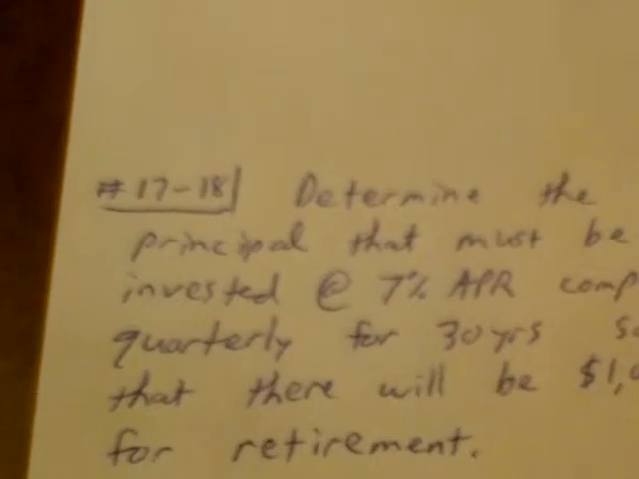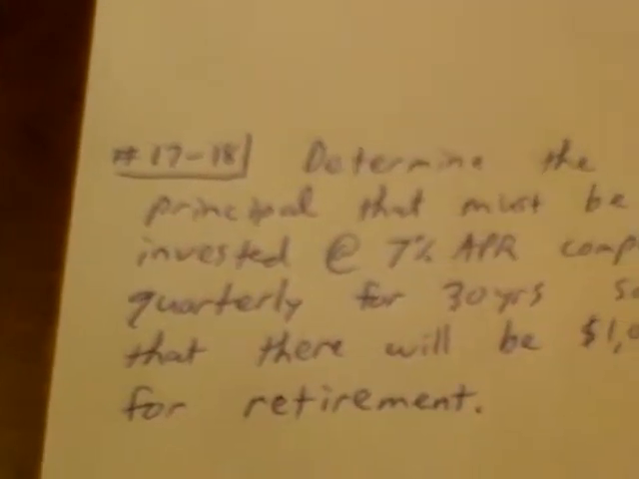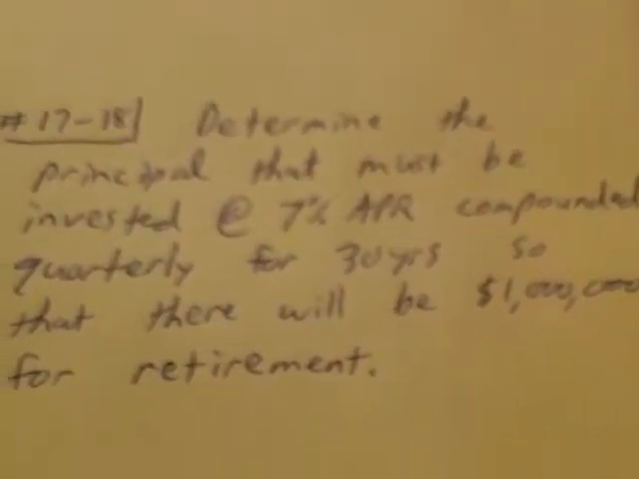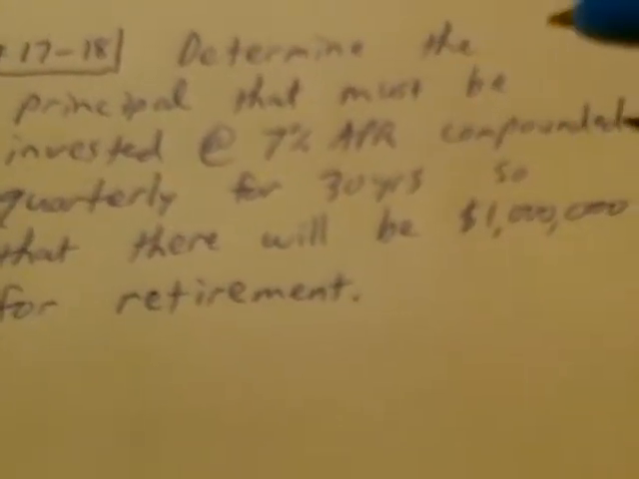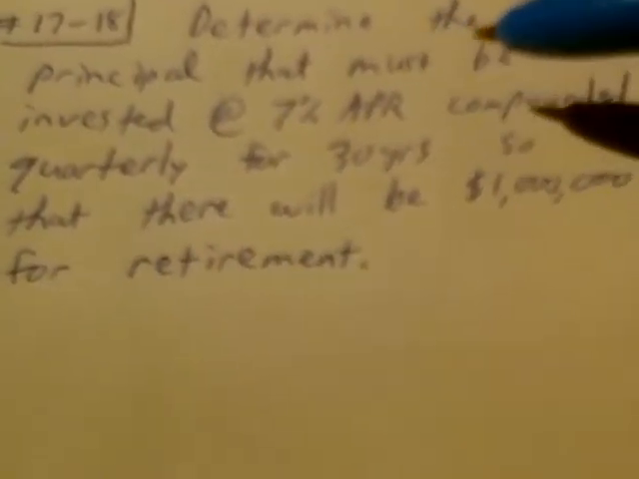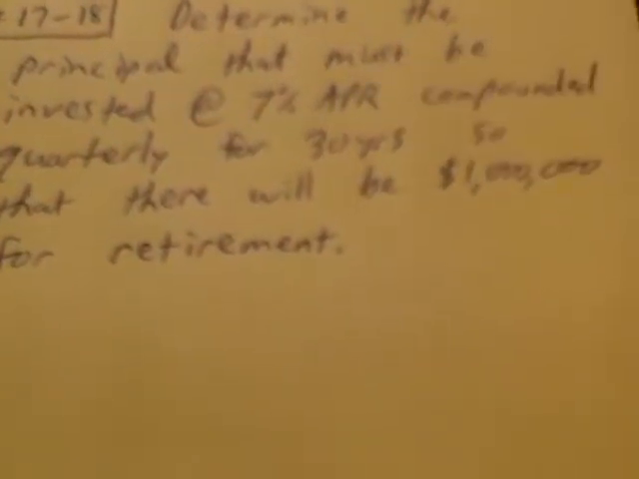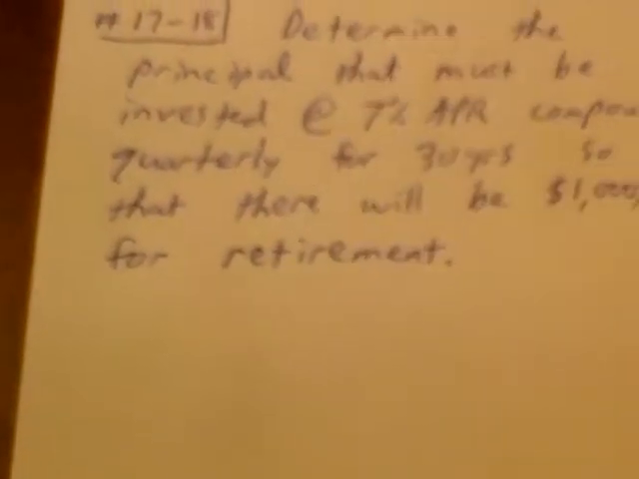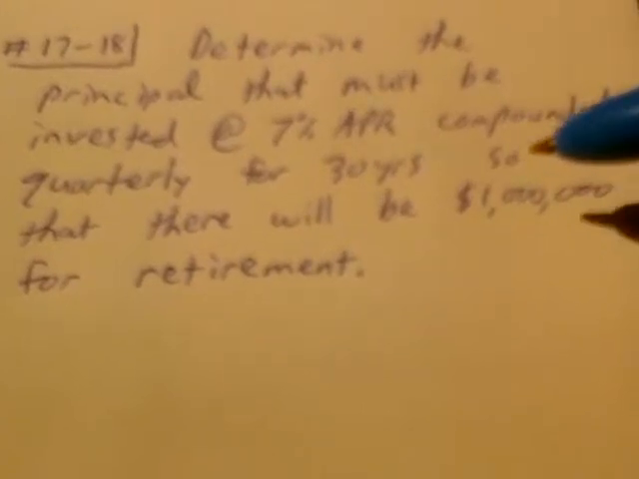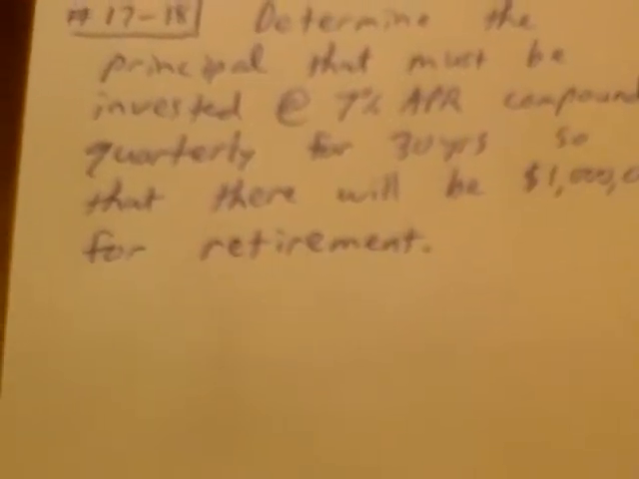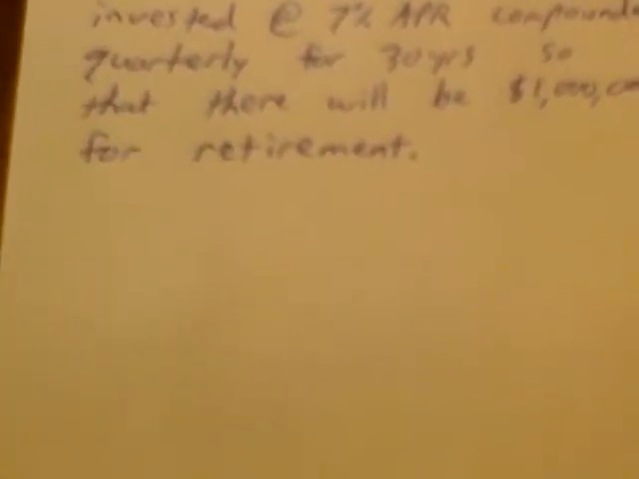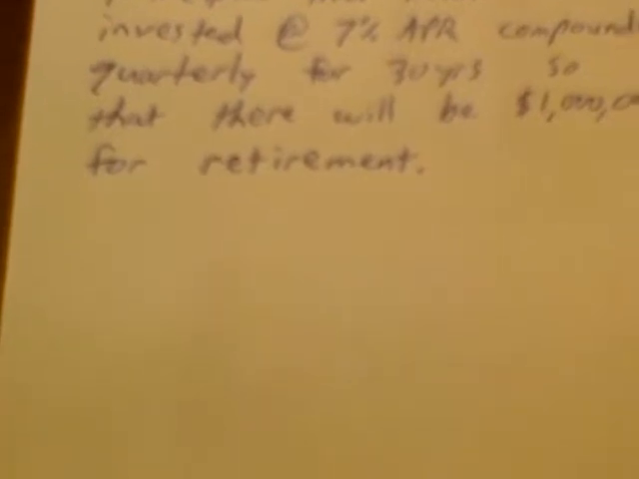which is very similar to numbers 17 and 18. So this is also a money type problem. And it says, determine the principal that must be invested at 7% APR, annual percentage rate, compounded quarterly, 4 times a year, for 30 years, so that there will be $1 million available for retirement. So that's actually not too bad, but it may not be bad to have a little bit more than $1 million when you all retire.